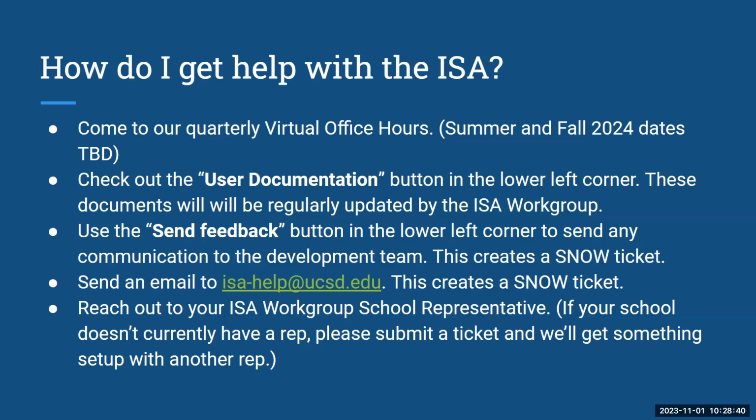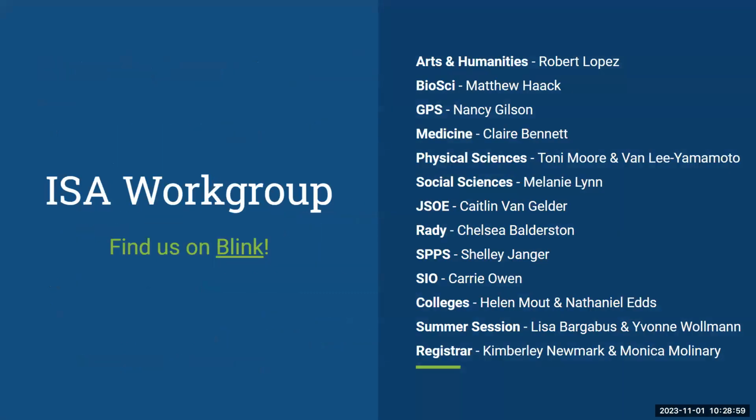We have user documentation available within the ISA. Just click on that link on the bottom left. There's also a send feedback button that creates a ticket, or you can send an email to isa-help@ucsd.edu. This also creates a ticket. Or you can reach out to your ISA workgroup rep. At this point, pretty much everyone has a rep. At the top, this information is also available on Blink.